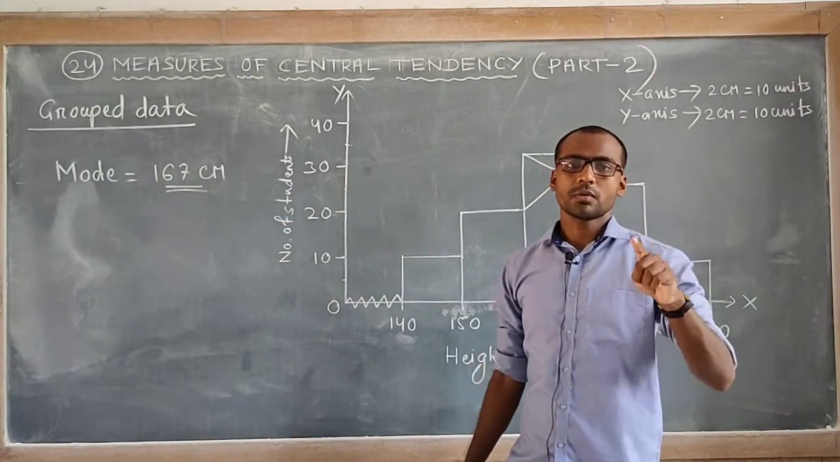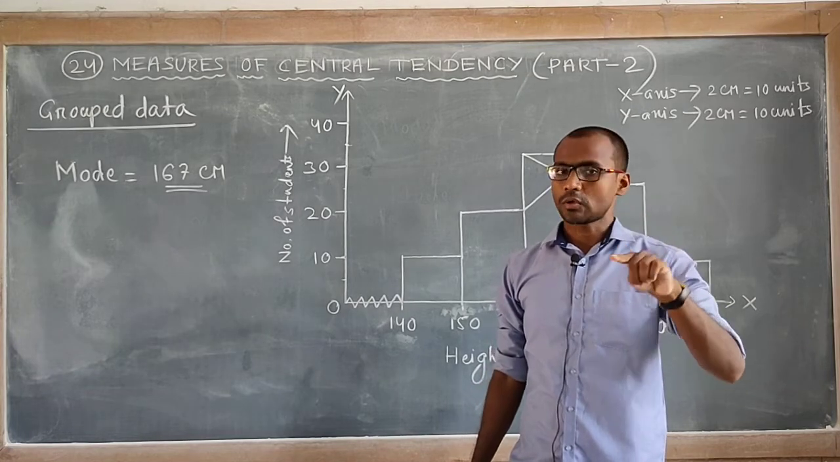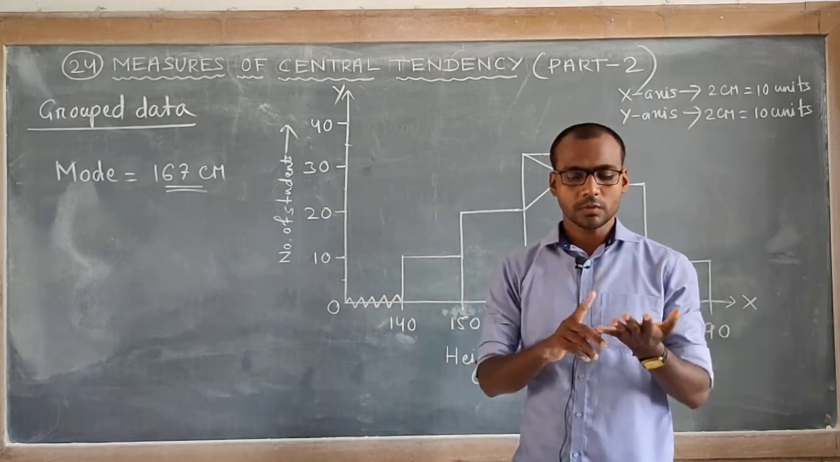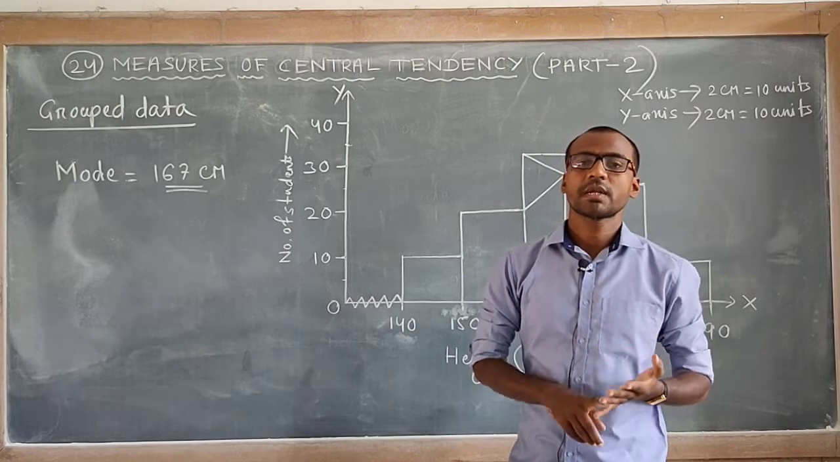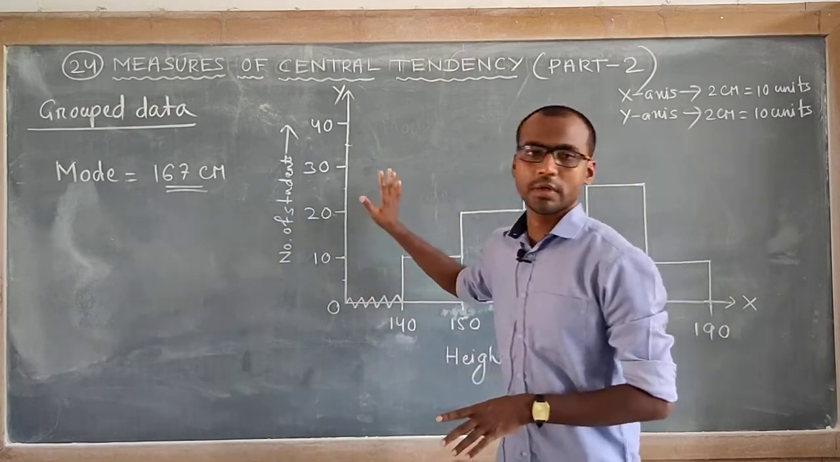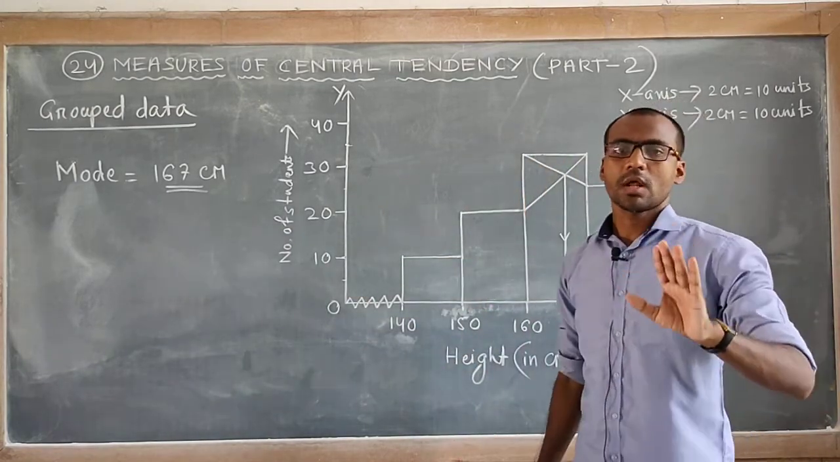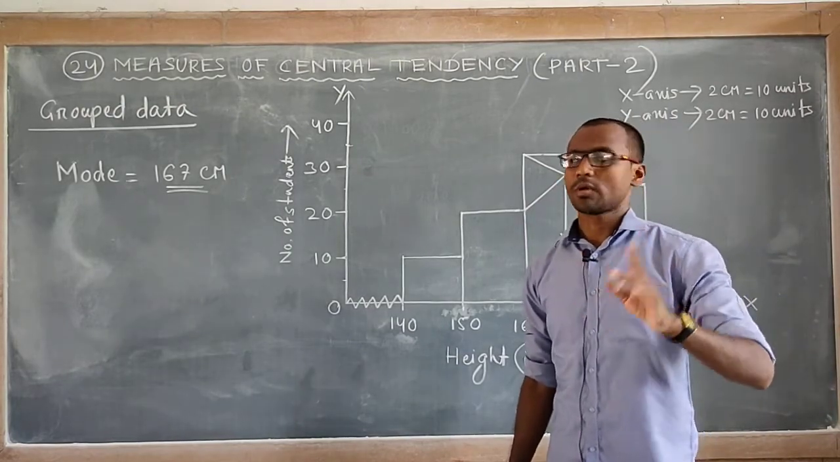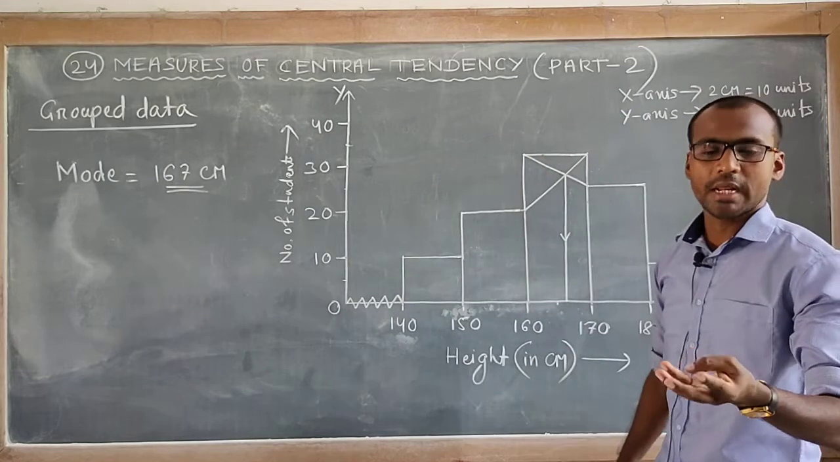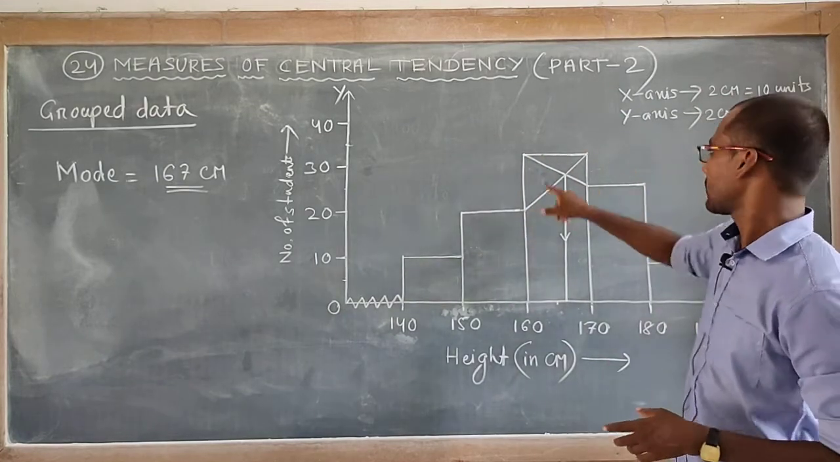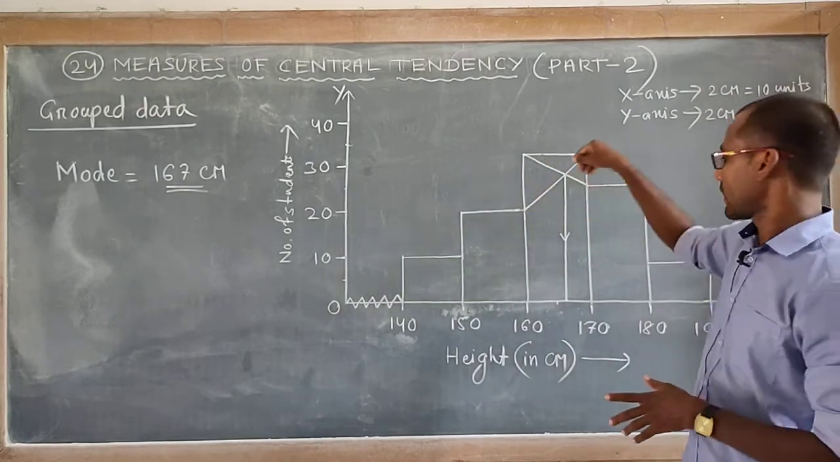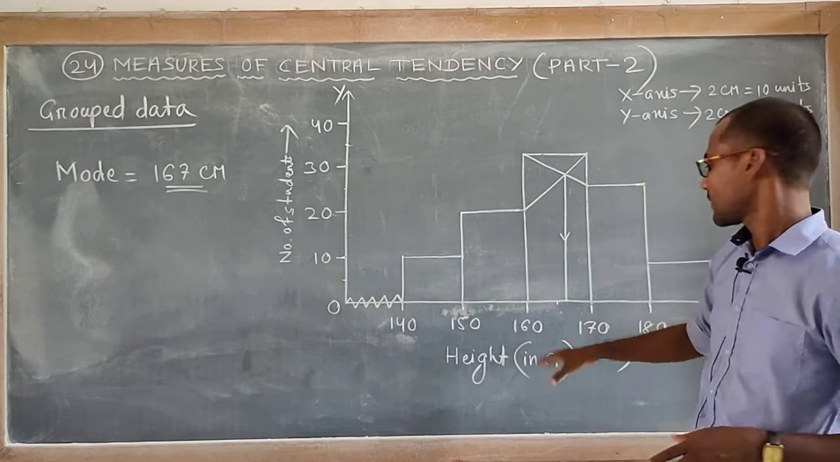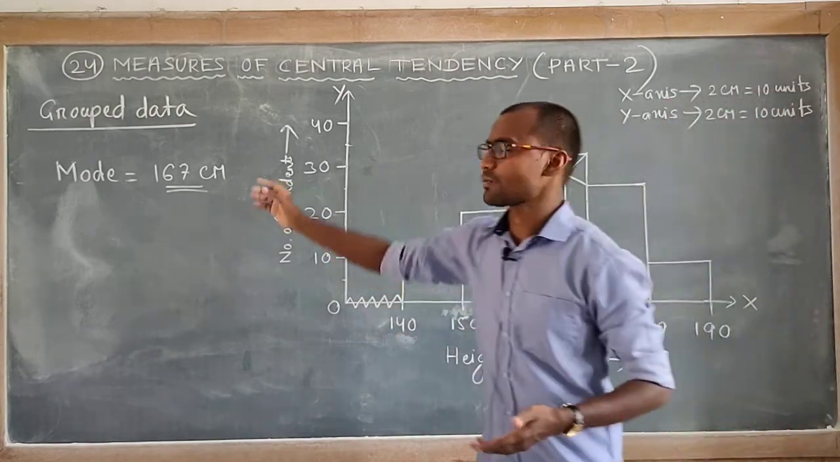So untabulated is over, then tabulated ungrouped is also over. That is very easy. Untabulated is very easy, ungrouped is very easy. For grouped data, don't forget to draw a histogram. Without the histogram, you cannot get the mode. Simply you get the modal class, but you will not get the mode. So draw the histogram, outline, scale, graph. Then do like this, draw a perpendicular on the x-axis. You will get the mode. So here mode is 167.